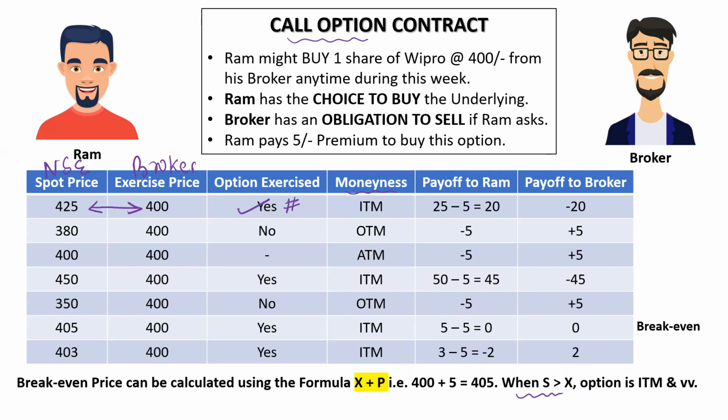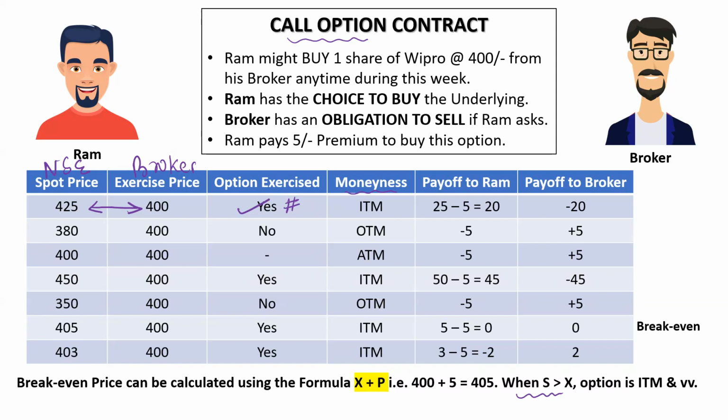One very important thing that you have to know over here: when I'm calculating the moneyness, I am just comparing the spot price with the exercise price. I am not taking into account the premium. You should not think about the premium over here. We are just comparing the spot price with the exercise price to determine whether the option is in the money or not. We are not taking into account the premium.